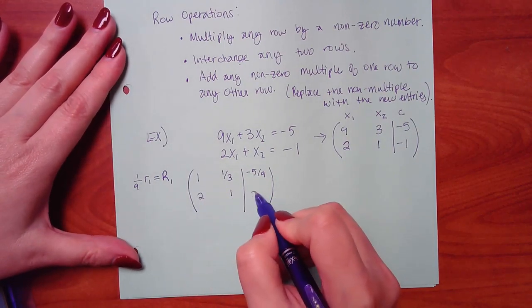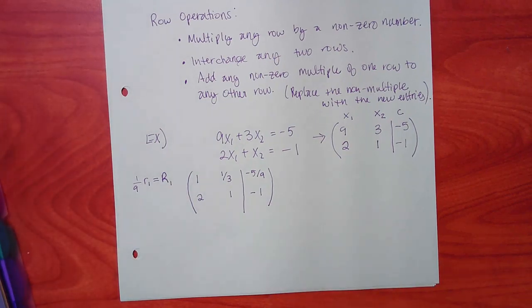I do not suggest that you try to do too many things in the same matrix. One thing at a time. The only thing you could possibly get away with is, after you have the 1, you could turn all the zeros into zeros at the same step. But for now, just one thing at a time so you don't get anything mixed up.